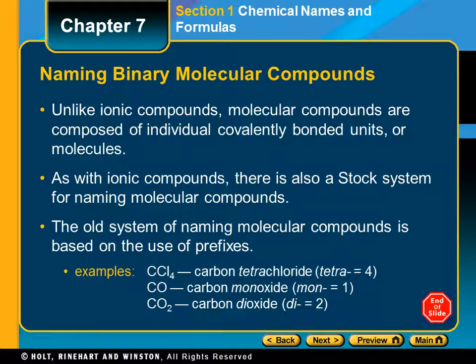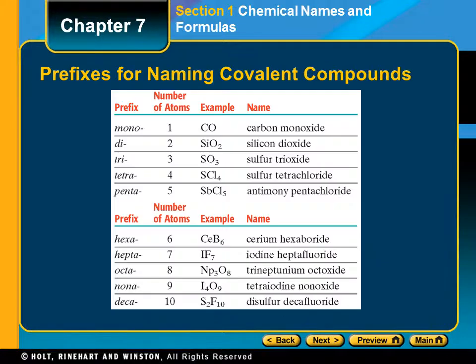So CCl4 would be carbon tetrachloride, tetra equals 4. CO would be carbon monoxide, mono equals 1. CO2 would be carbon dioxide, di equals 2. You get that. There are your prefixes with examples. Again, things that you need to memorize.